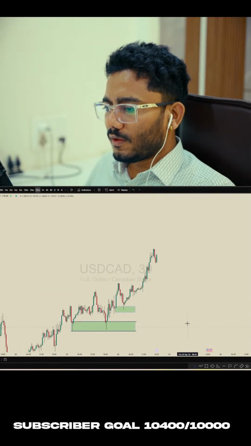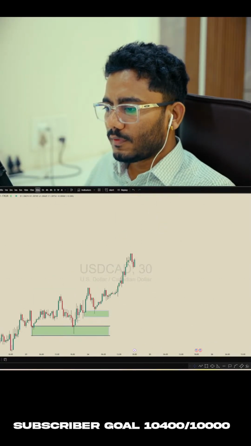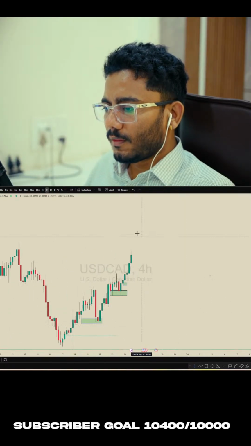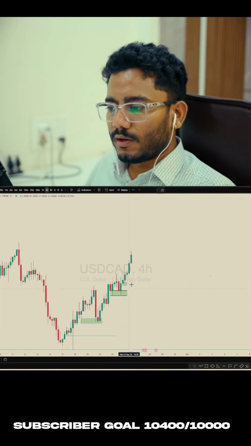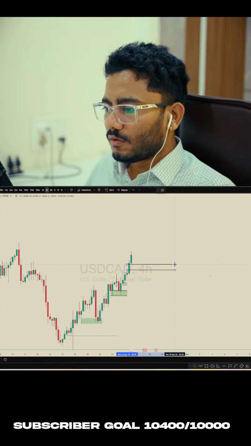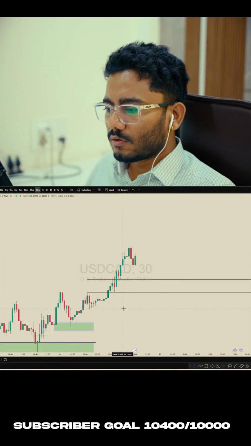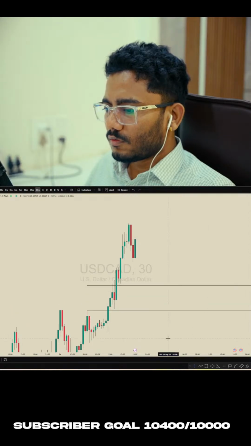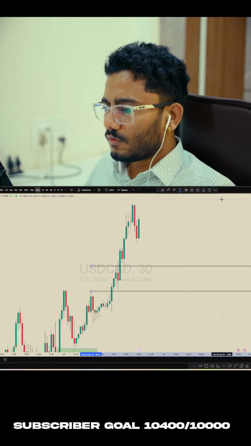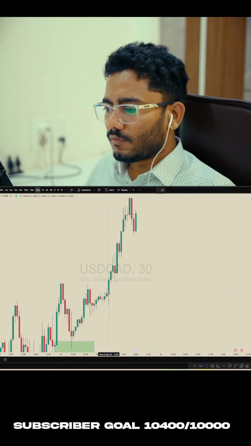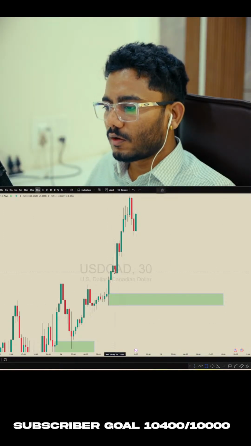On USD GJ, we can look for another re-entry. So let's try to mark the structure. Here we have this imbalance, price is moving to the upside. So let's try to look for an entry. If you look at this area, we have two zones where we can look for entry. First is this one, second is this one.